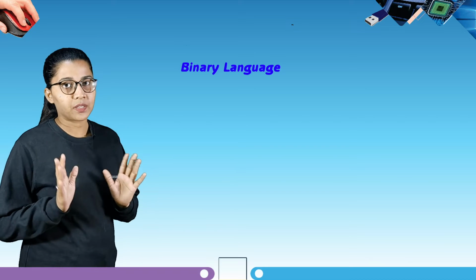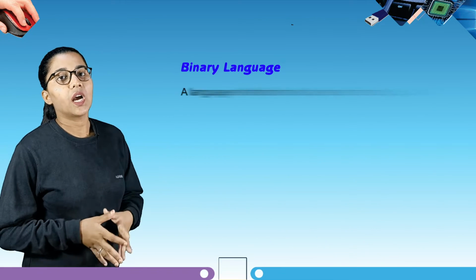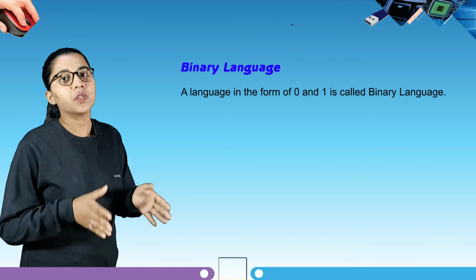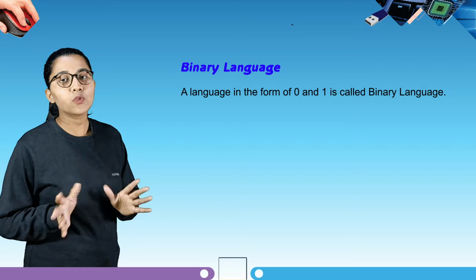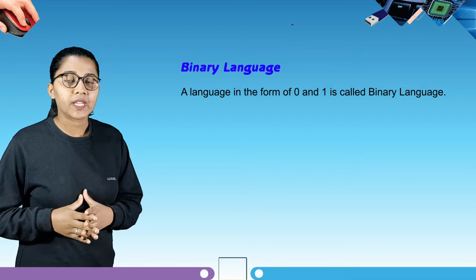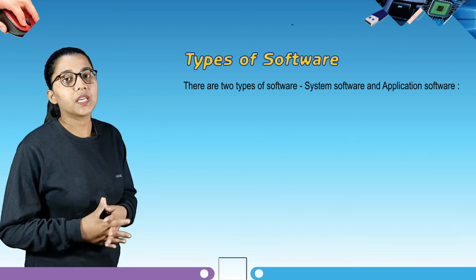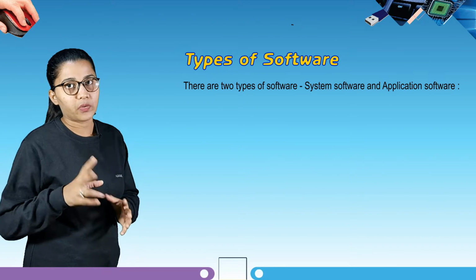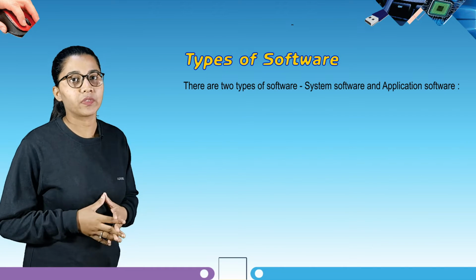Now, what is binary language? Let's learn about binary language. A language in the form of 0 and 1 is called binary language. Now students, our next topic is types of software. There are two types of software: system software and application software.